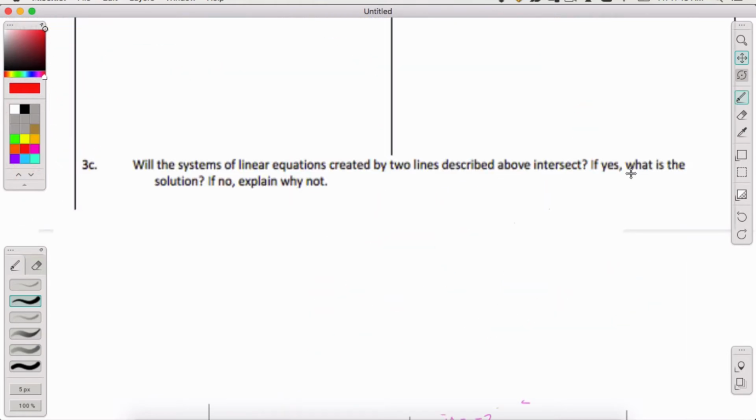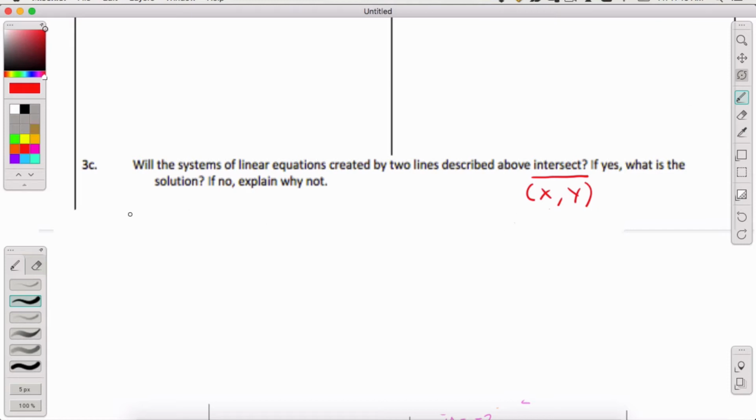Will the systems of linear equations created by two lines described above intersect? If yes, what is the solution? If no, explain why not. Okay, so we need to take the two equations that we created in 3a and 3b, and we need to see if they will intersect at one particular point. We want to find an x value and a y value that make both of them true and equal to each other.